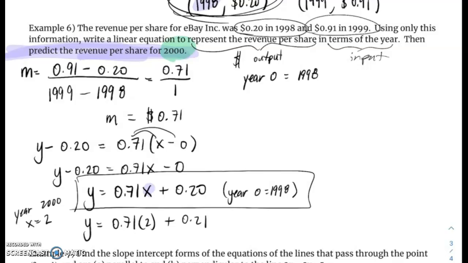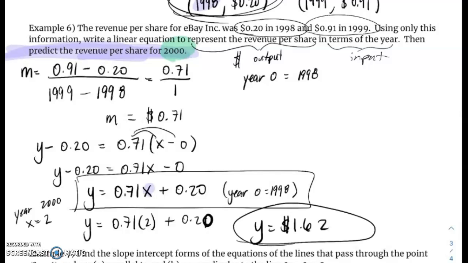Okay, now you're going to type that in. So you've got y-intercept of 21 cents. Or I messed that up. It's 20 cents. Sorry, 20. So you've got a y-intercept of 20 cents, and then you're going to let it grow for 2 years, and it increases 71 cents each year, which is going to give me $1.62. That means in year 2000, it is $1.62.